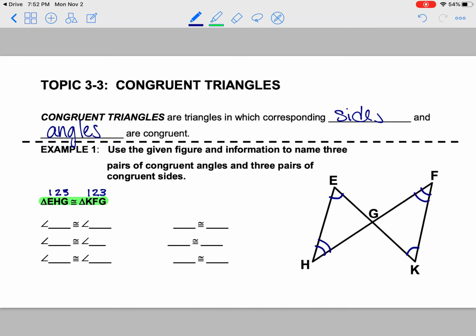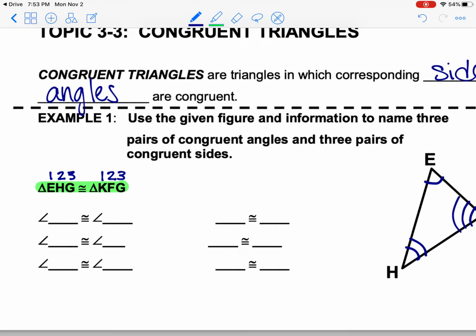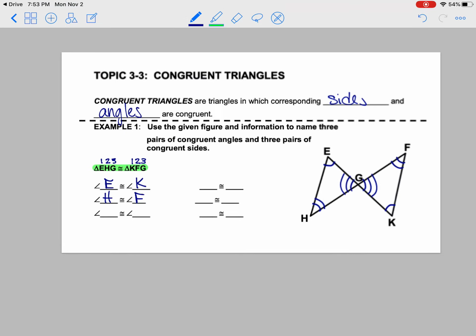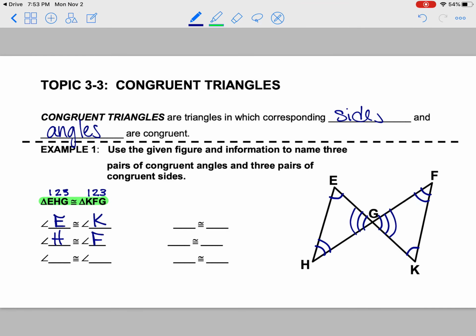Then we know H and F correspond, and I'm going to mark those with a double arc to show that they're different from the first, but they do correspond, so the twos correspond. Then our G's are corresponding on either side, and that's where I got the 1, 2, and 3 from. Now we're going to write those statements out. We said first that E and K were congruent, so angle E and angle K. We knew that angle H and angle F are congruent.